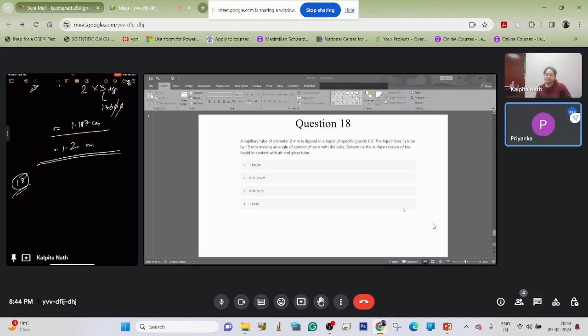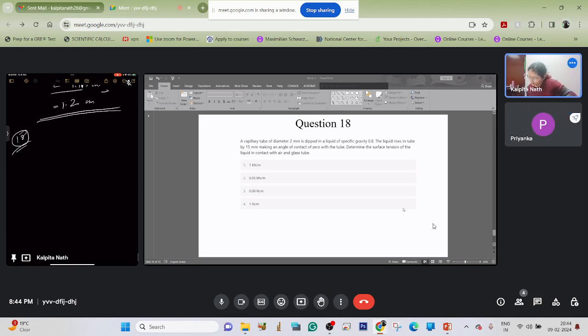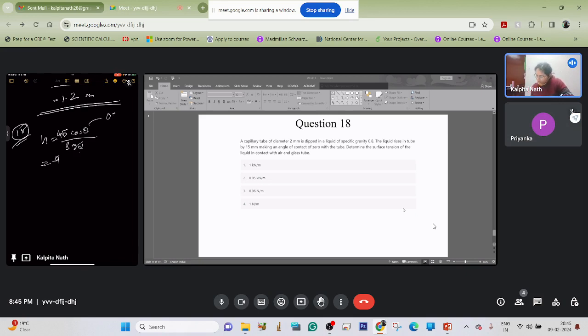Option C, ma'am. 0.06 Newton per meter. So this is h equals 4 sigma cos theta upon rho g d. So this is 4 sigma, theta is 0 degree, d is given as 0.002, g is 9.81, rho is 800 and h is given as 0.015. So sigma will come out to be 0.05 something 58 something. So we'll approximately take it to be 0.06. Yeah, Newton per meter unit is essential.